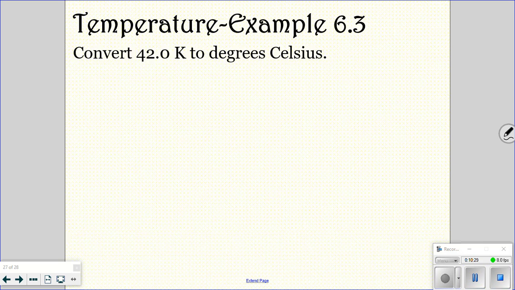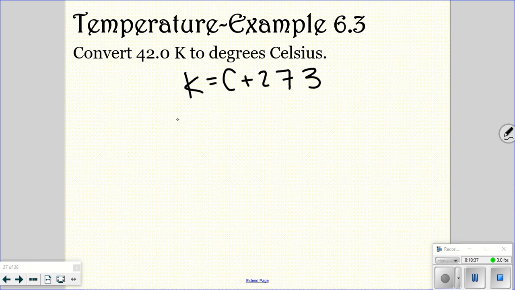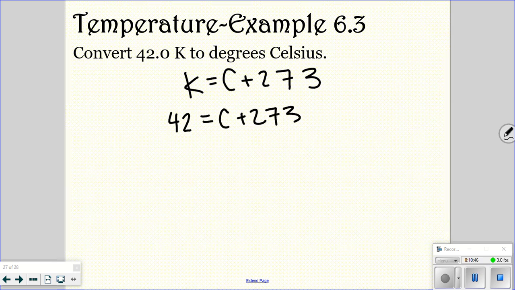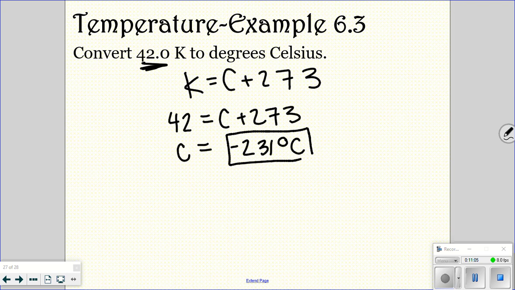Now we're going to convert 42 kelvins to degrees Celsius. K equals C plus 273 is the formula you want to use. They told you Kelvin was 42, and now we're going to solve for C. So you're going to do 42 minus 273. That's negative 231. We have 3 sig figs here, so our answer needs to have 3 sig figs, negative 231 degrees Celsius. And that would be your answer for that example.